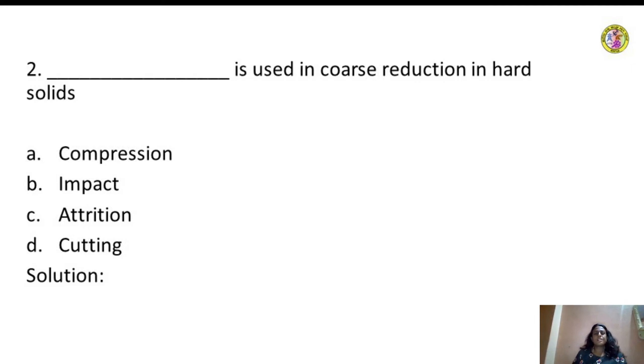Here is your second question. Dash is used for coarse reduction of hard solids. Again, you have been given four kinds of forces or mechanisms, out of which one is the correct answer. The first is compression, then impact, C attrition, D cutting. Which among these is the force that is used for coarse reduction of hard solids? Think among yourselves and note down an answer, so later you can verify it with the correct answer.